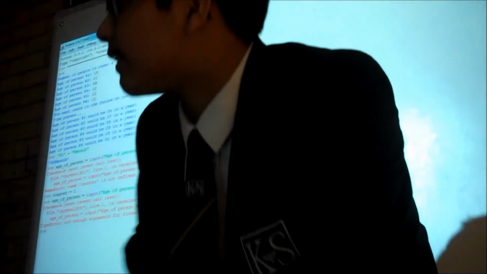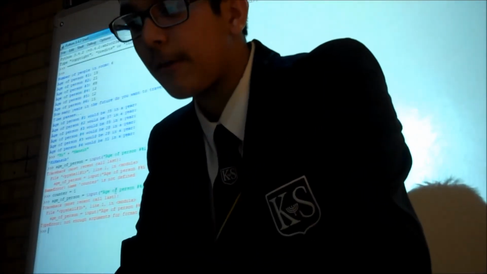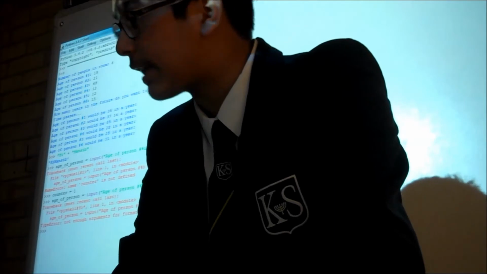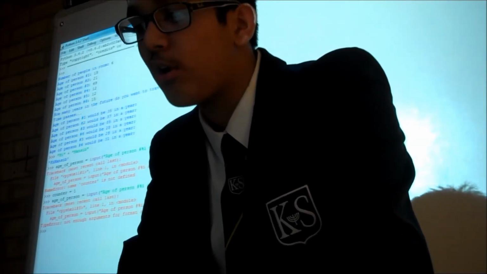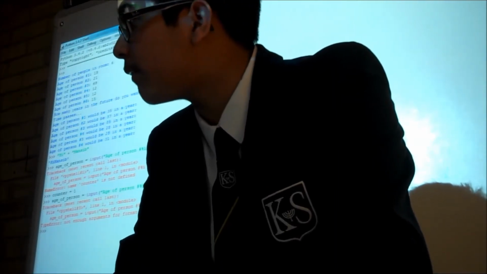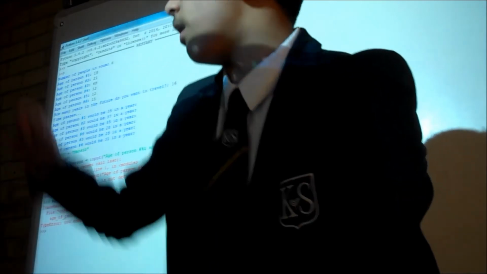So age of person includes input. Oh no, I need to write, let's say, counter equals 1. Yes, see, this is what it means. This is the format string, so the string is getting formatted. It's saying not enough arguments. This is the argument for that string, so not enough of this. You need to put another one after that.